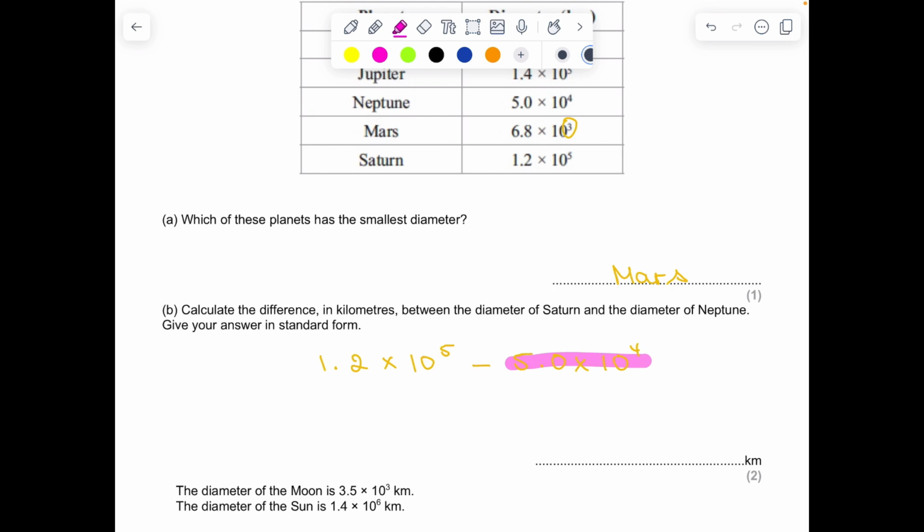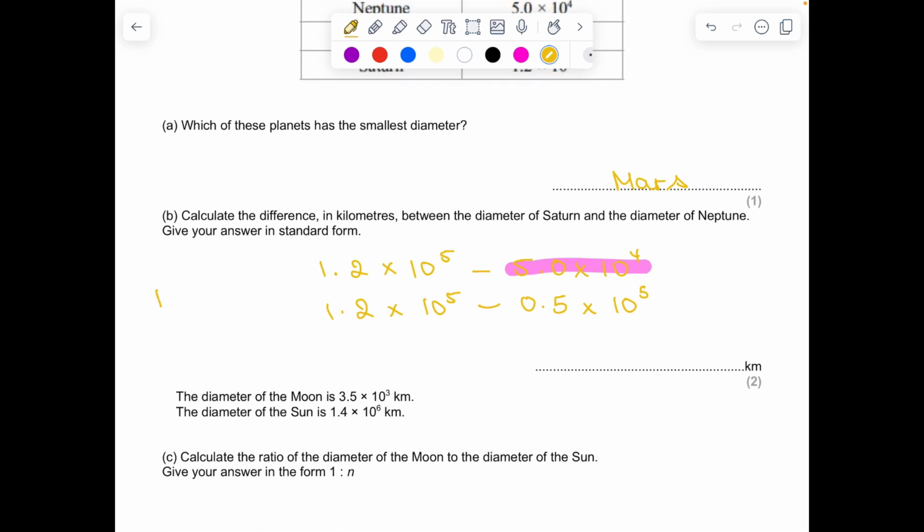Okay, so if I want to write that as 10 to the power of 5, I get 1.2 times 10 to the power of 5, take away. Right, I want to raise this to the power of 5, but I still want it to equal the same number. So this becomes 0.5 times 10 to the power of 5 instead of 5.0, because I've moved the decimal point once because I'm timesing by another 10 here. Right, so now I can easily subtract them.